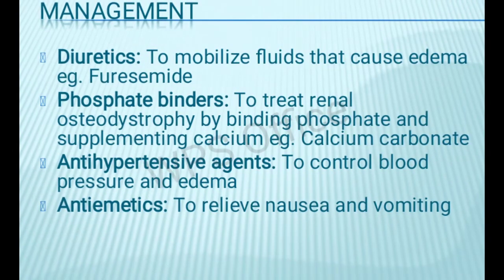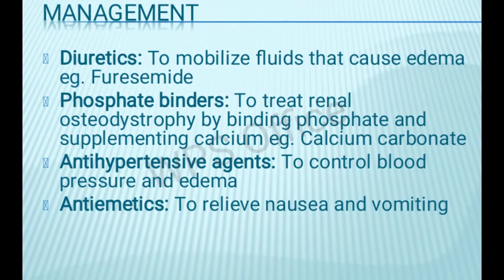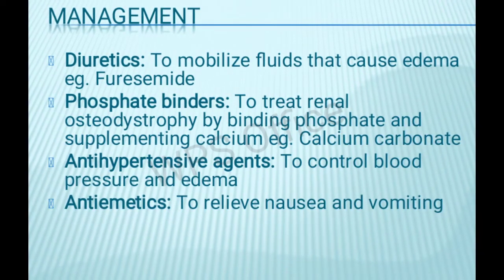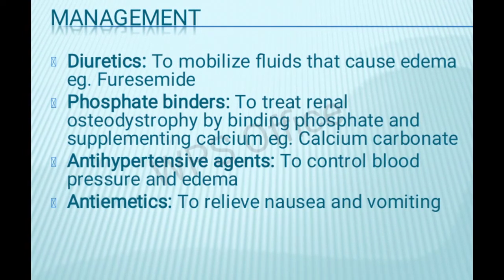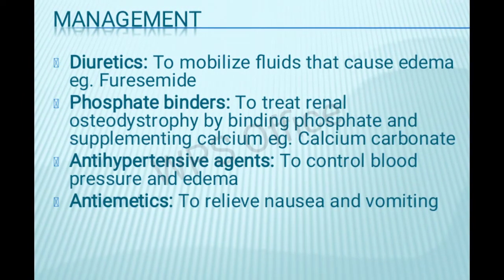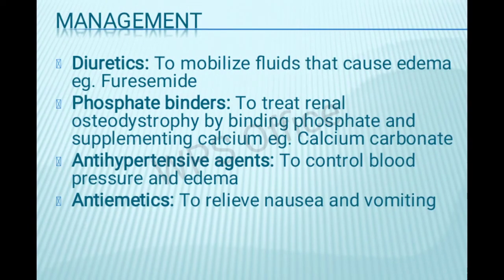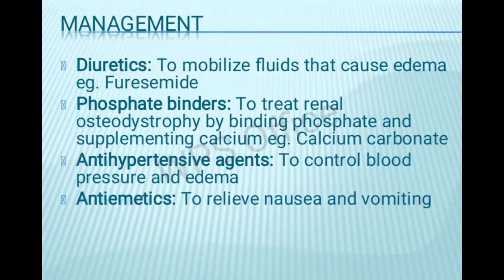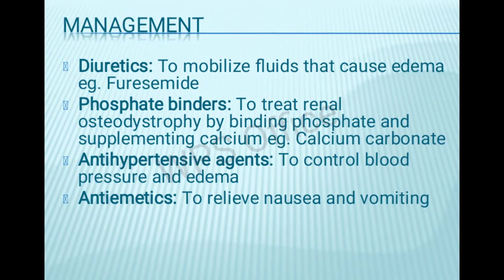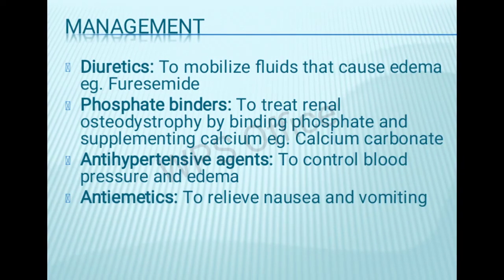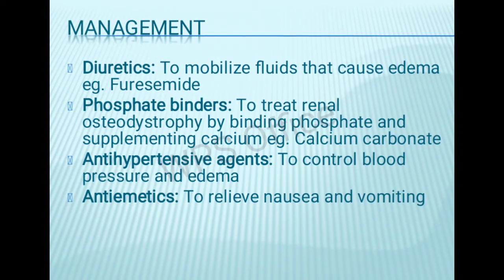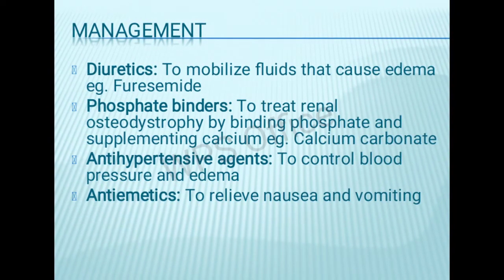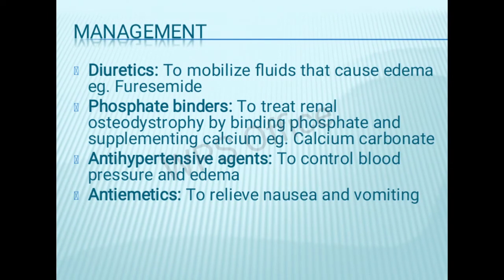Then in the management, we can give medicines like diuretics, phosphate binders, antihypertensive agents, antiemetics. Okay, in the diuretics, what it will do, it will mobilize the fluids that cause edema. So it will decrease edema, and it will help in removing the excess water out of the body. Example, furosemide. Okay, then next is the phosphate binders. It will treat the renal osteodystrophy by binding the phosphate and supplementary calcium. Okay, example is calcium carbonate.